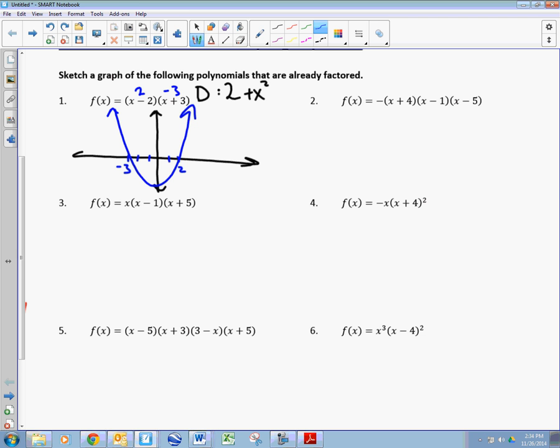We'll try a few of these examples so you can see how it goes. What is the degree of this one? Very good, so it's third degree. And when you multiply it out, is it going to be a positive x to the third or a negative x to the third? A negative x to the third. Okay?